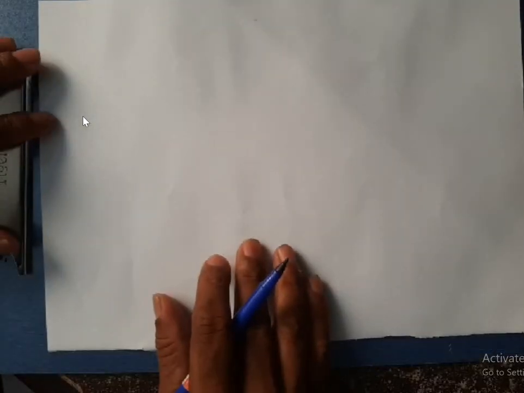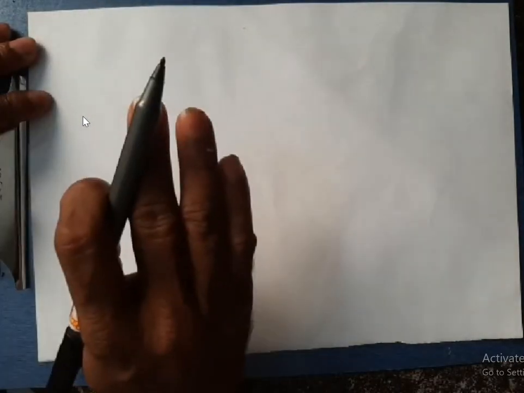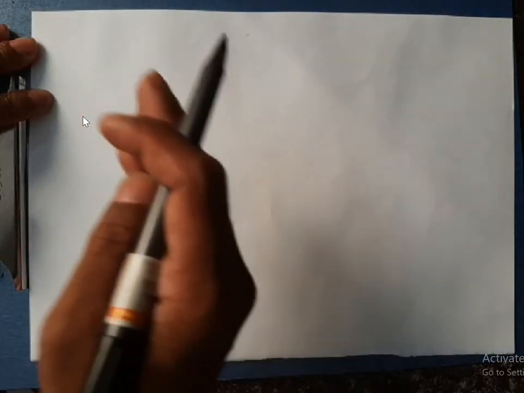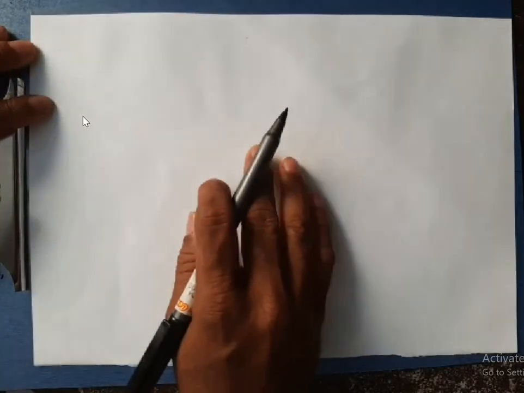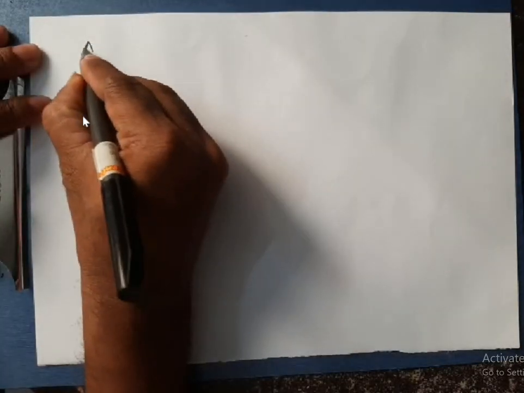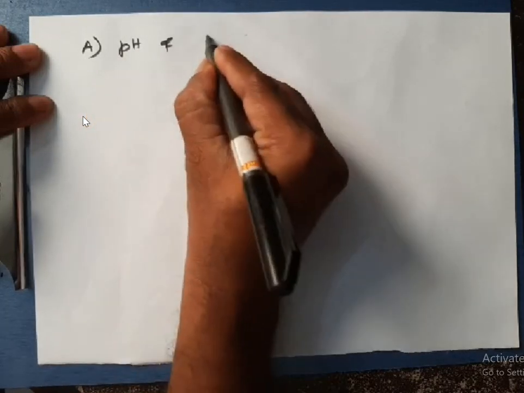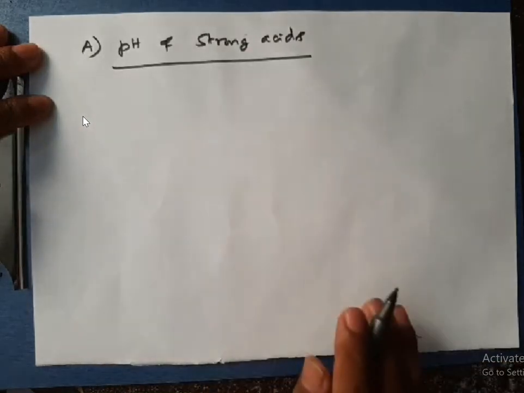Now, how to calculate pH for a solution? While calculating pH of a solution, first of all, you must know which compound is given, whether it is an acid or a base, strong acid, weak acid, everything you should know. First, I'm going to show you how to calculate pH for strong acids. So let me take pH of strong acids. How to calculate pH of strong acids?